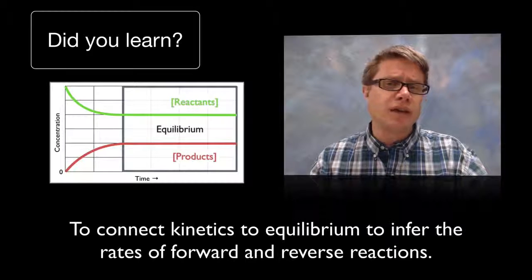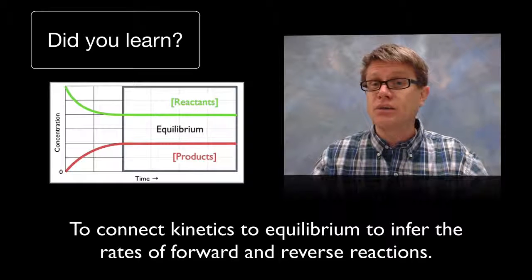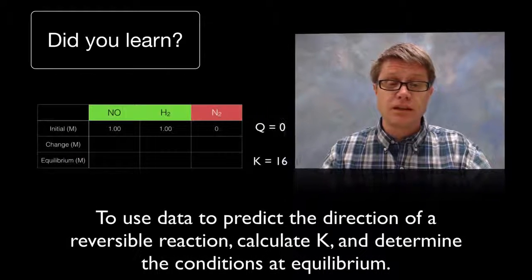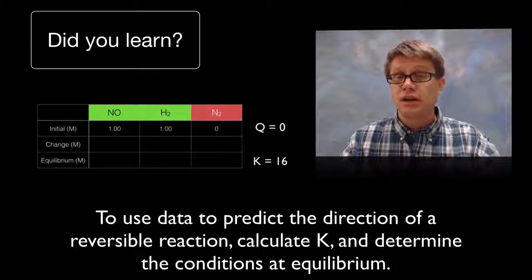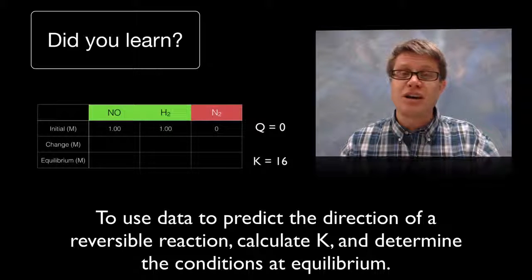So can you read graphs like this to figure out, based on the concentration of reactants and products, if we've reached equilibrium? And if not, which way do we have to go? And finally, can you use data to predict the direction of the reaction, left to right, right to left, or have we reached K? Could you calculate K? And then could you determine the conditions at equilibrium if I give you K? I hope so, and I hope that was helpful.